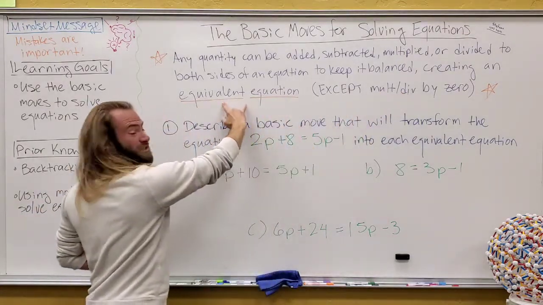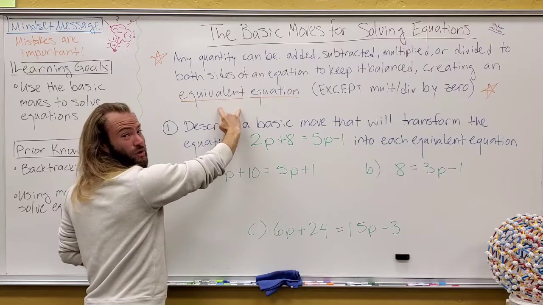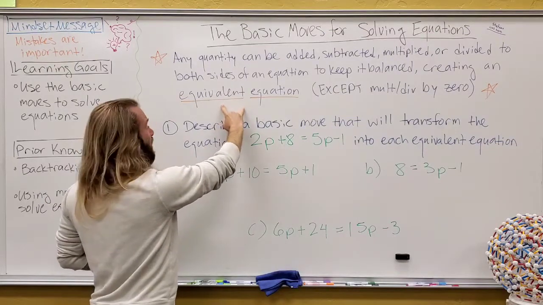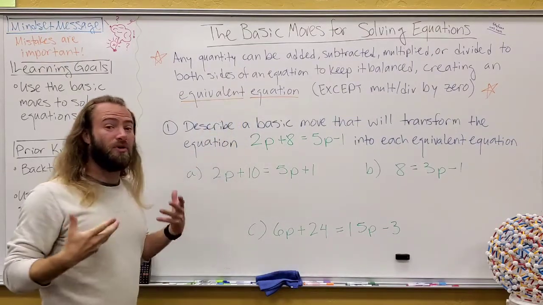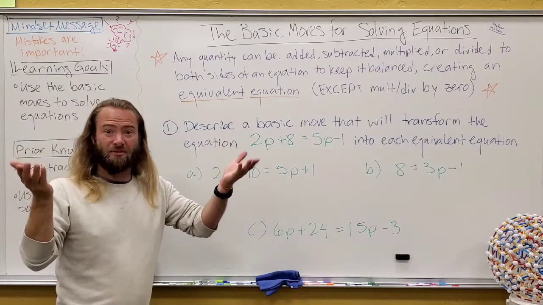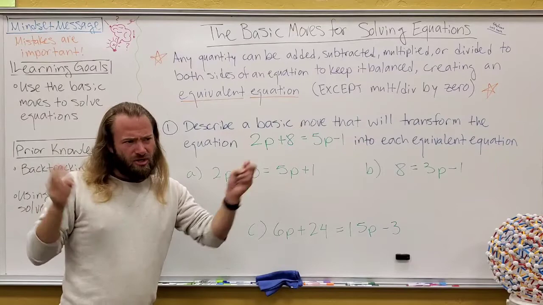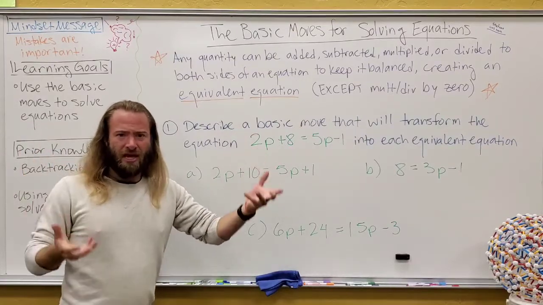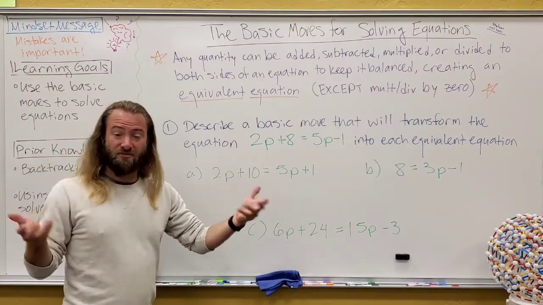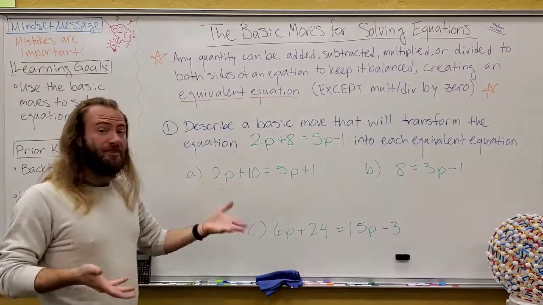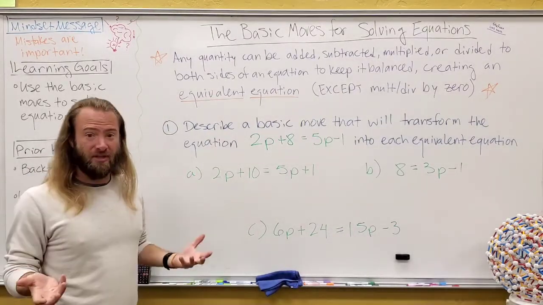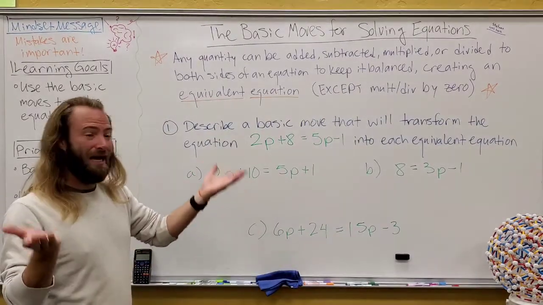Creating an equivalent equation. So this is a vocabulary word you need to know now. Equivalent equations are what result when we apply a basic move to both sides of an equation. So here's an equation. Here's a new equation that we got from adding or subtracting or multiplying or dividing by something. But those two equations actually are equivalent, okay, because it's been kept in balance.